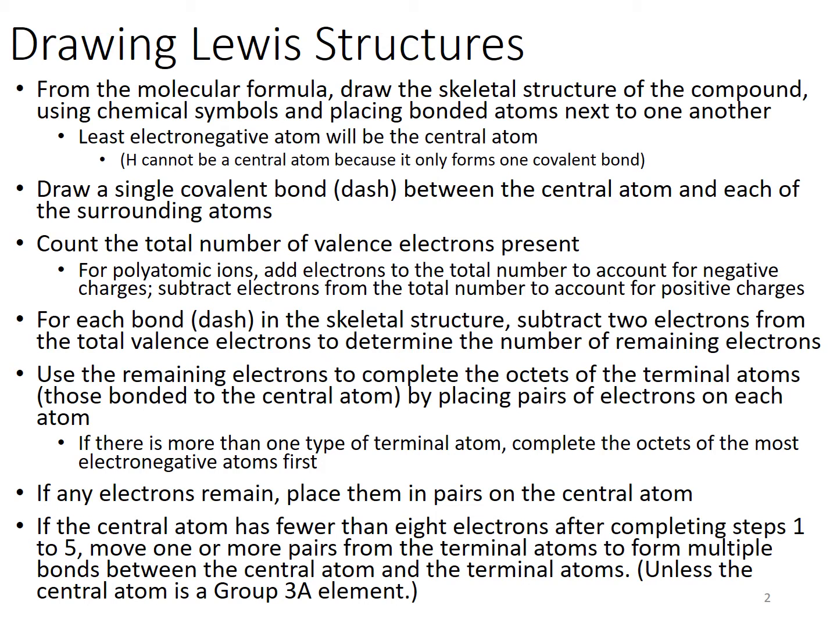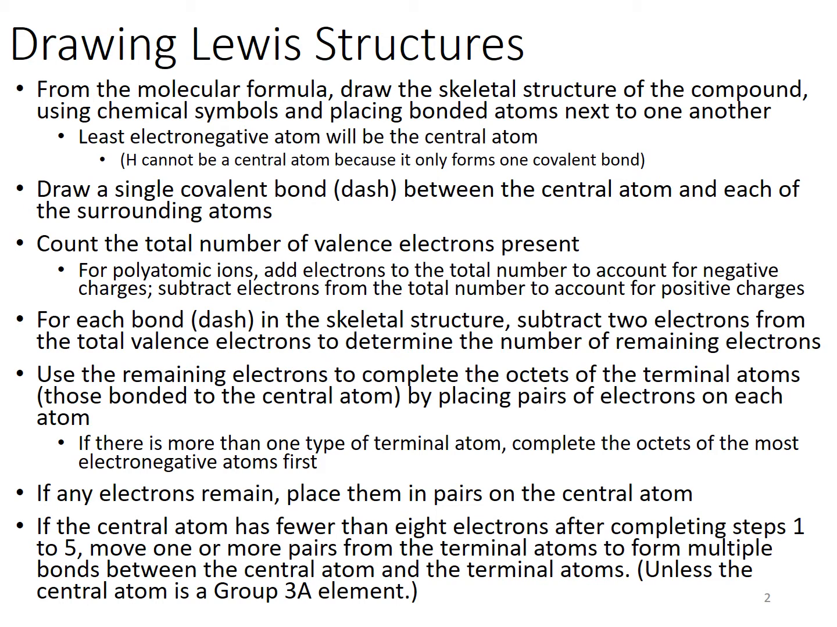You can certainly pause and read through this, but in general we're going to arrange these atoms that you're trying to draw a Lewis dot structure for. The least electronegative should be in the center. Hydrogen should always be terminal. Then you should connect everything with a single bond.